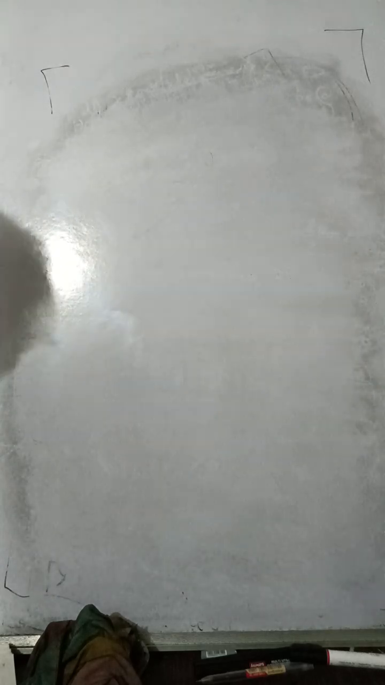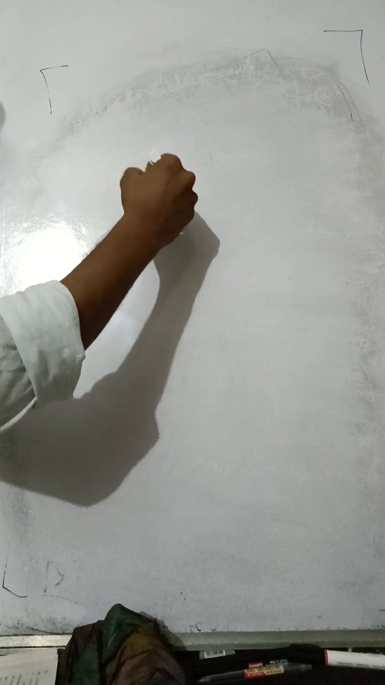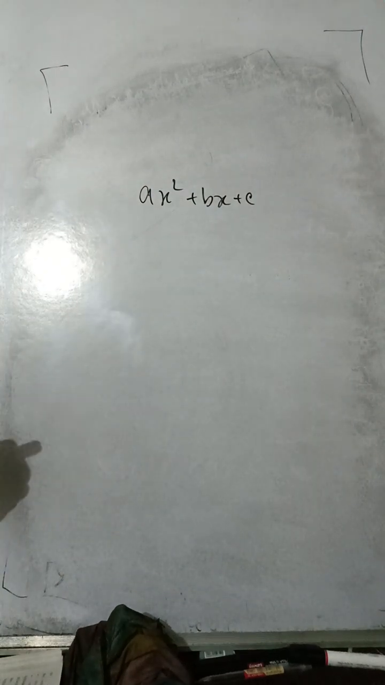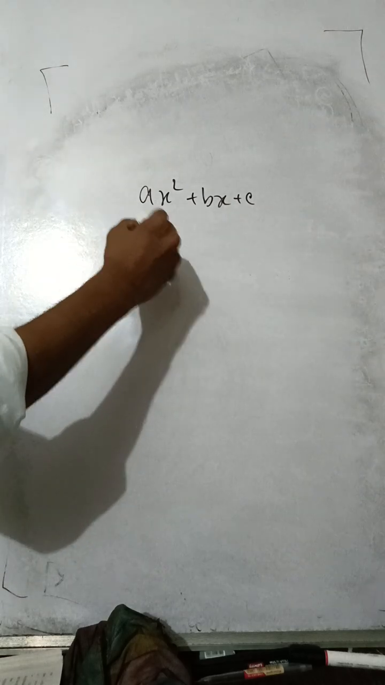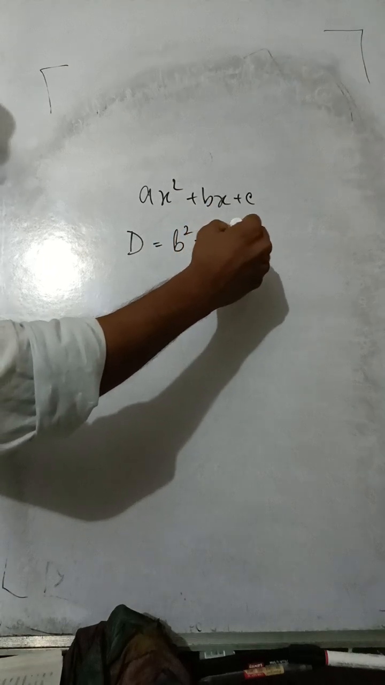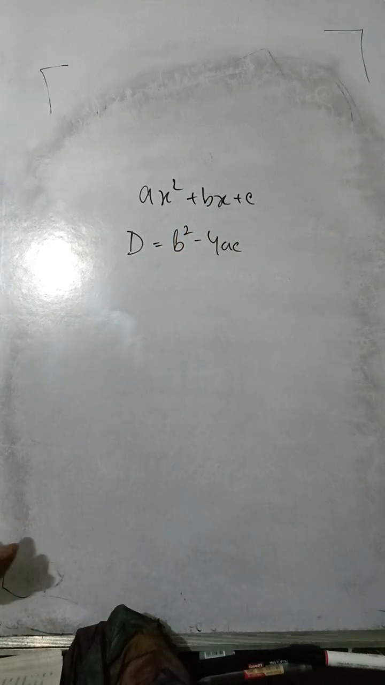Okay, so one of the things I would definitely like to discuss in this chapter is something about quadratic equations. Now, look, suppose we have a quadratic equation like ax square plus bx plus c. Now, we all know what the discriminant is, right? So, what is the discriminant of this quadratic?